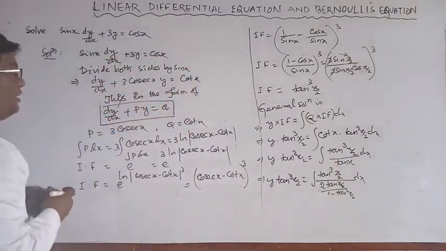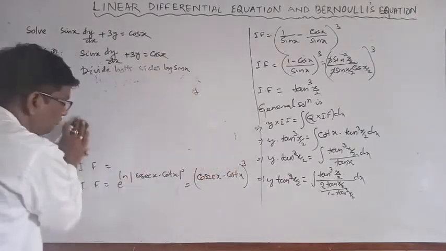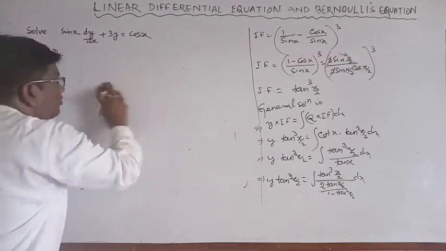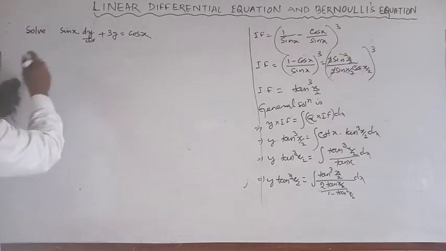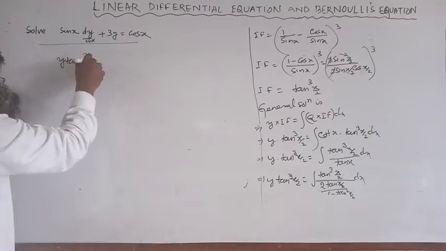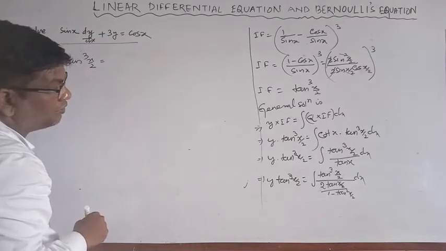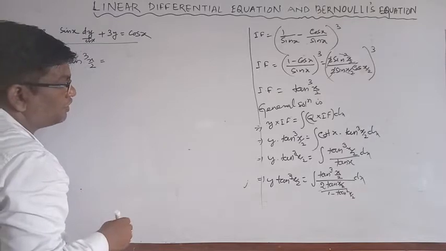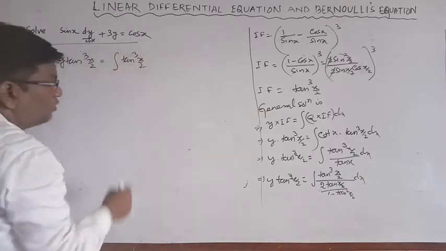Now y into tan cube x by 2. Now y into what? Tan x by 2. This is y into tan cube x by 2 is equal to what? That is equal to here tan x by 2 and this is tan square x by 2. Tan cube x by 2 into what?